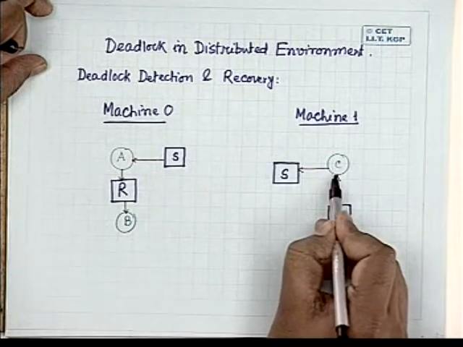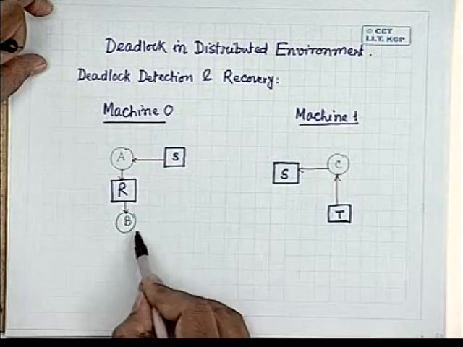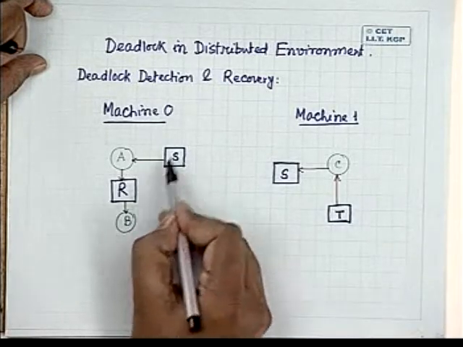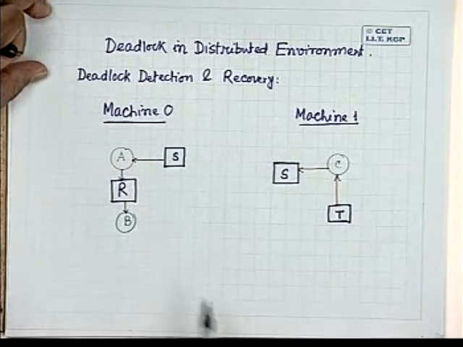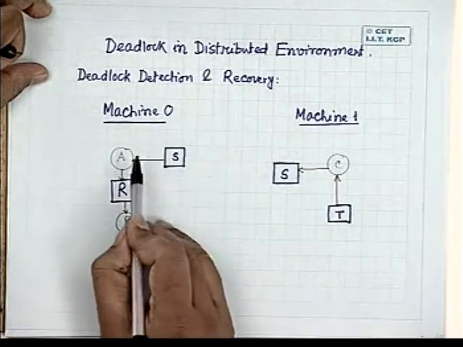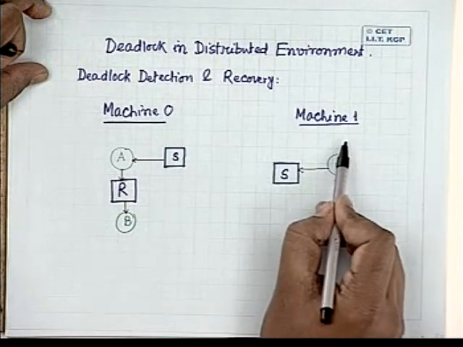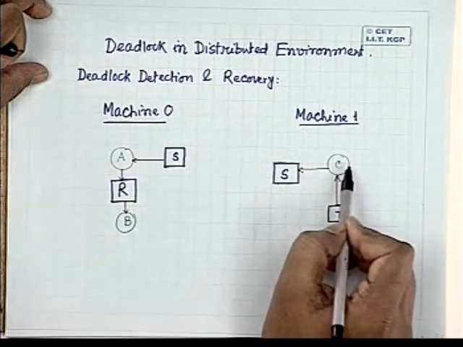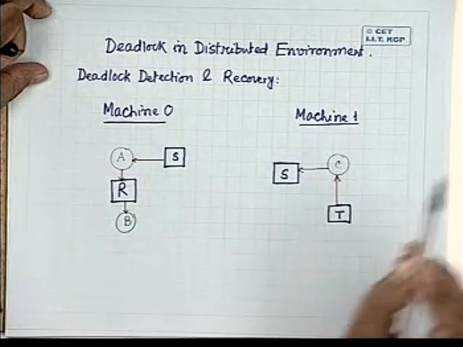But T is currently allocated to C. So there has to be a request edge generated from process B to resource type T. And B is in machine 0, resource type T is in machine 1. So machine 0 has to send the corresponding request to machine number 1. And machine number 1 now sends this message that a request edge has been generated from process B to T to the central coordinator.